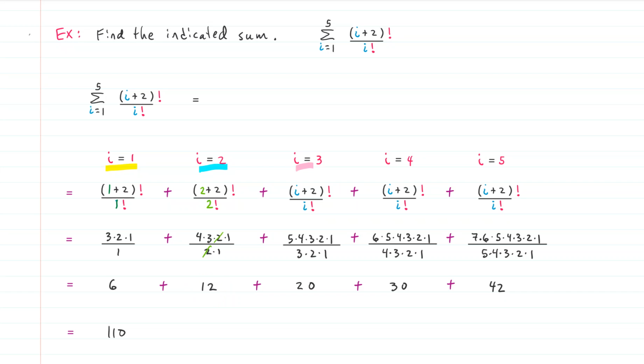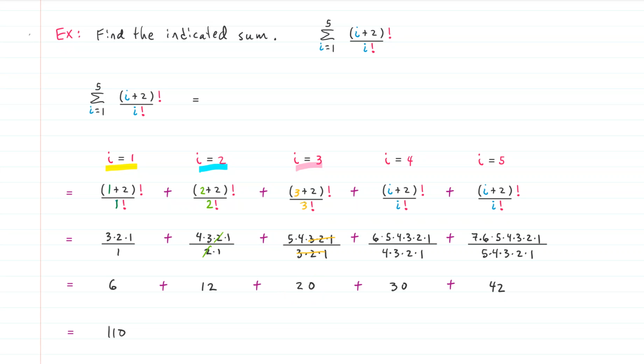What about when i equals 3? Again, let's get rid of the i and put in 3. So we get 5 factorial on the top and 3 factorial on the bottom. You can see that there's some cancellation on the top and the bottom. We're just left with 5 times 4, which is 20.